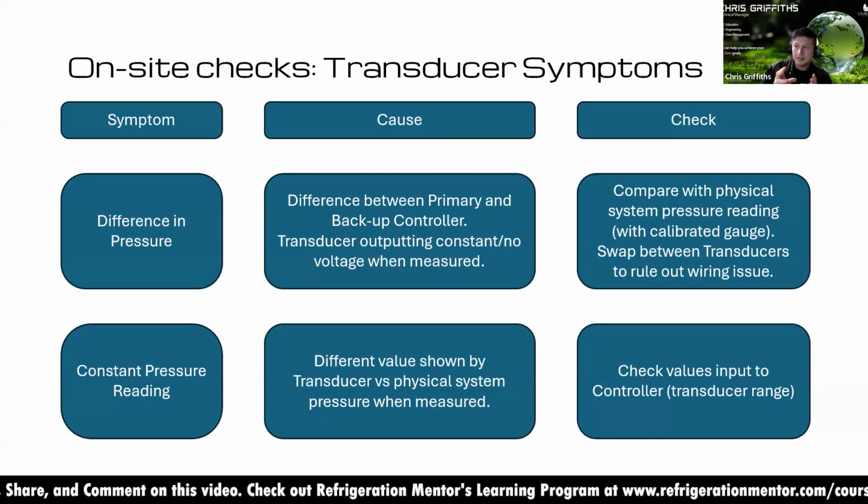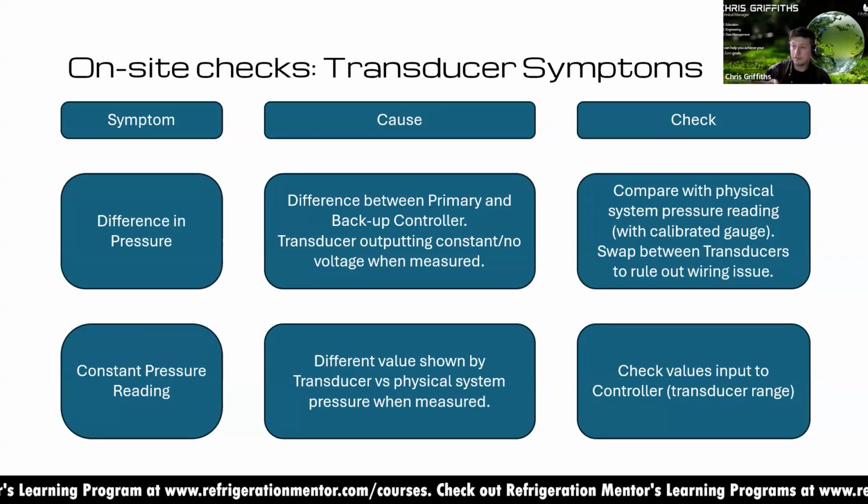As Ray touched on, is there, for example, a difference in pressure between a primary and backup controller? What we can do there is check that again with a physical gauge, put it on the system. And also you can swap between different transducers to rule out a wiring issue as well. If you've got similarly located transducers, check, does that controller now show a different signal? If so, yes, it's probably not a wiring issue. If it doesn't show a difference, it's unlikely both those transducers are going to be faulty, it's probably the wiring.